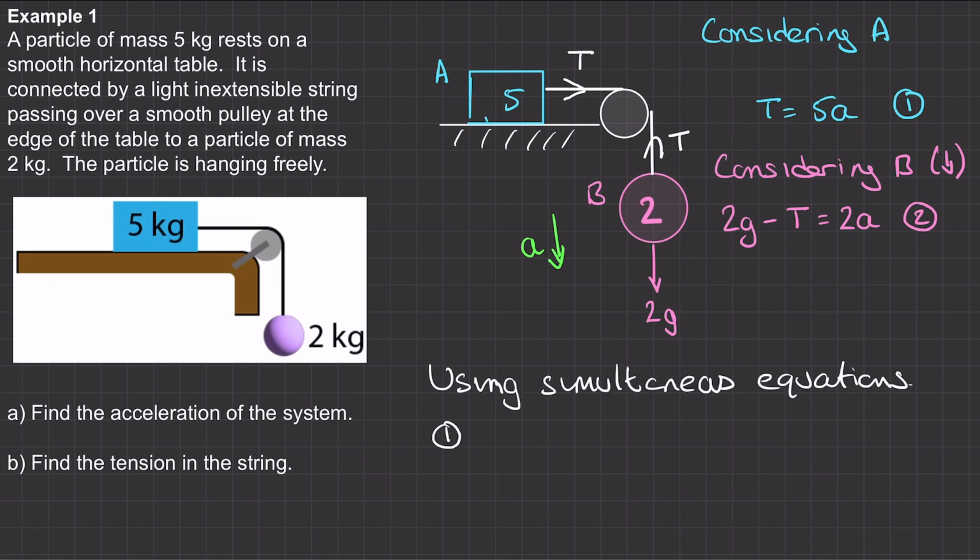So for equation 1, we have T minus 5A is equal to 0. And for equation 2, we have T plus 2A is equal to 2G. We know G is 9.8, so this will be 19.6. And this is equation 2. So I'm going to solve these using the function on my calculator.